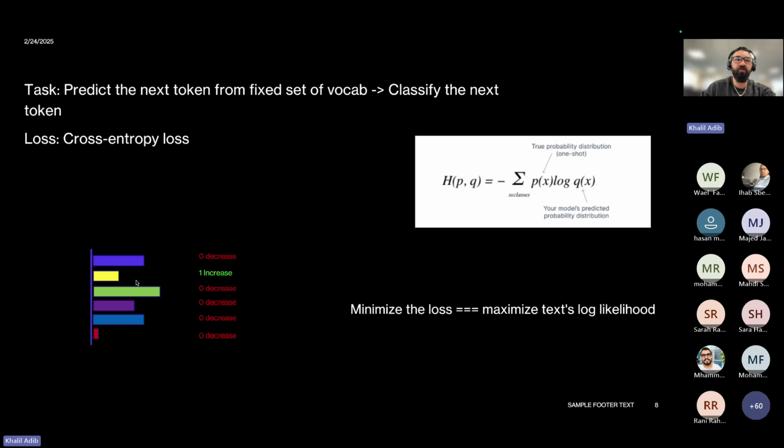Using cross entropy loss, you want to force the model to increase the probability of that yellow token and decrease the probability of the other ones. This is the mathematical expression for it, the true probability distribution, one-hot, and then your model probability distribution. We try to minimize that loss in the training process, which means at the same time we are maximizing the text log likelihood, which means, in other words, we force the model to predict the correct token all the time, if that makes sense.